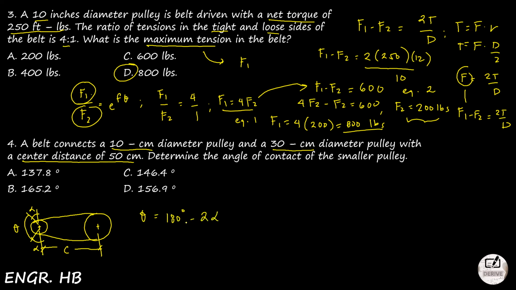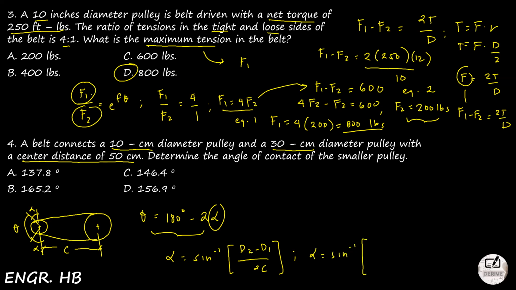And way back on the formulas, sa first slide or sa angle of contact, nung ito yung angle of contact ng smaller pulley, may involved na alpha, which is alpha is equal to the arc sine of D2 minus D1 over 2C. So that will do it. So alpha is equal to arc sine. So ano ba yung diameter 2? Siyempre, dalawa lang naman given na diameter, 30 and 10. Siyempre, mas mataas yung second diameter, 30 minus 10 divided by 2 multiplied by the center distance, which is 50.